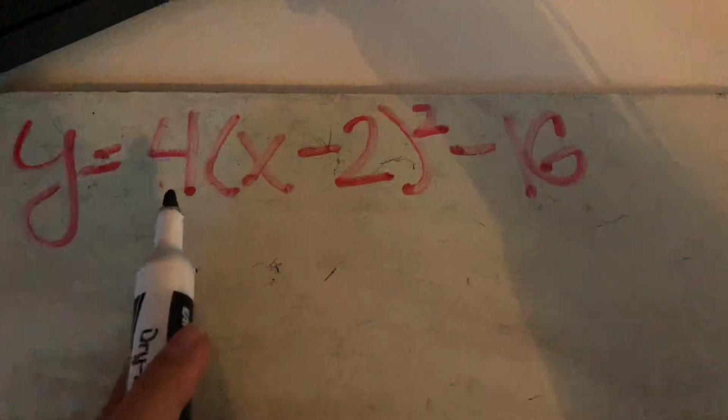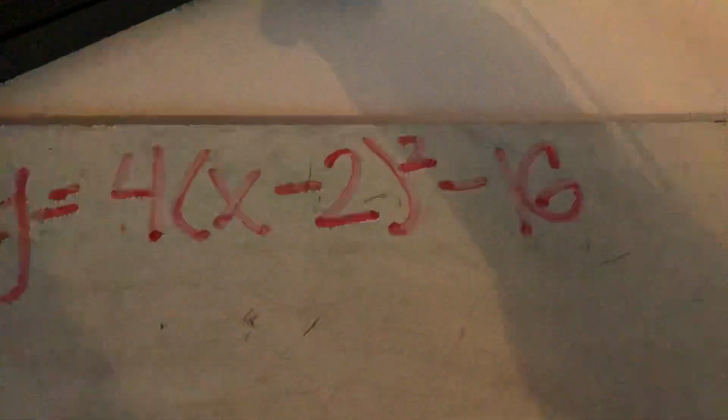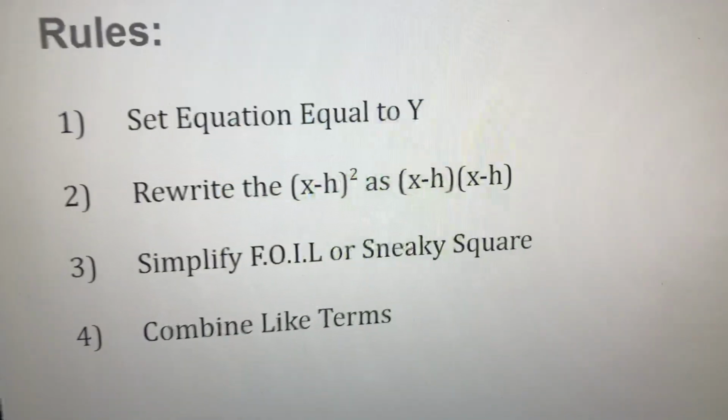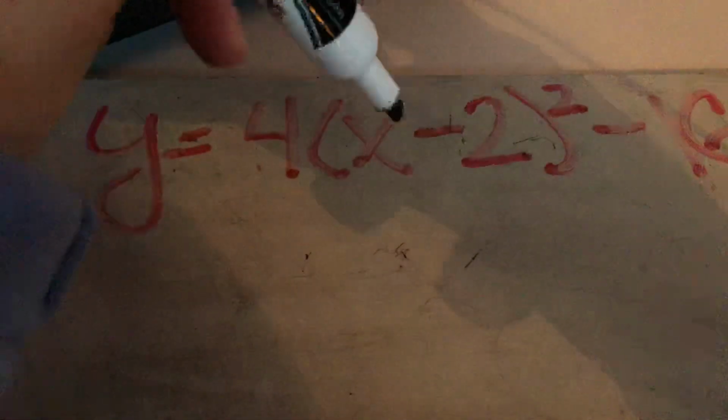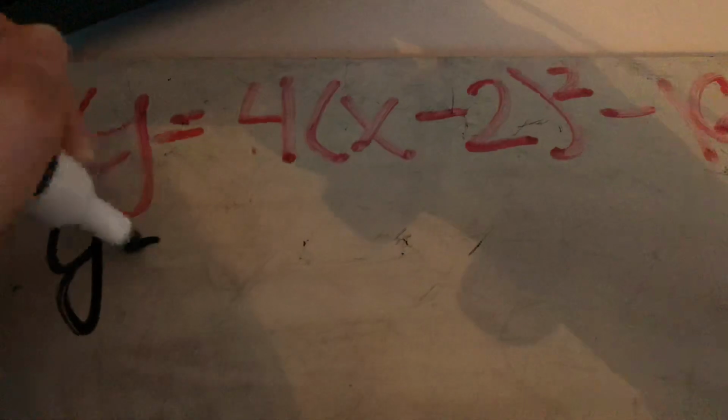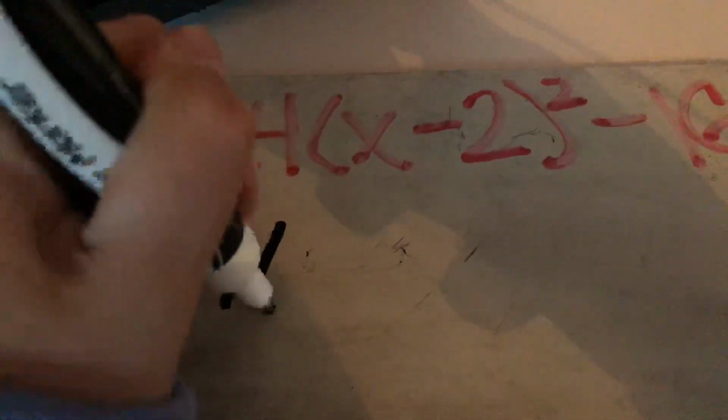Okay, next problem. I have now an a value in front, which we didn't have in our previous equation. But we follow the same steps. First is to set the equation equal to y, which Miss Catalano already did. Then rewrite the x minus h squared as x minus h times x minus h. That's this middle part here, x minus 2 squared. So rewrite as x minus 2 times x minus 2.